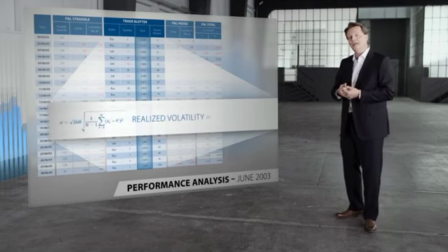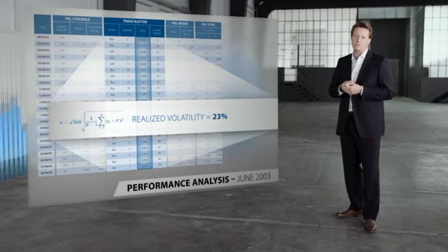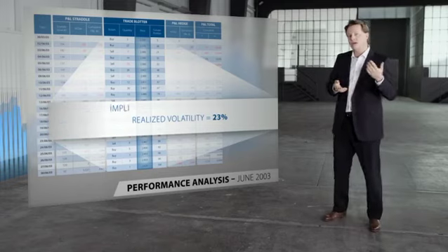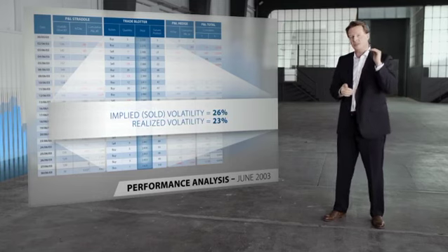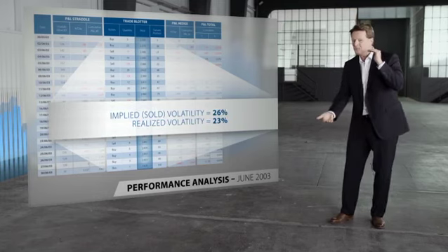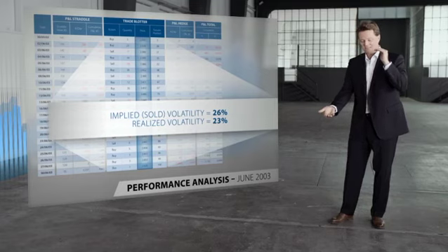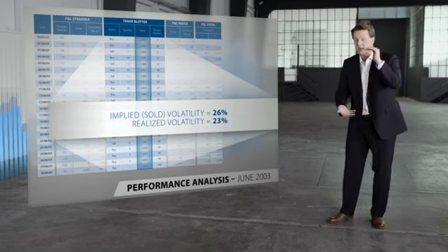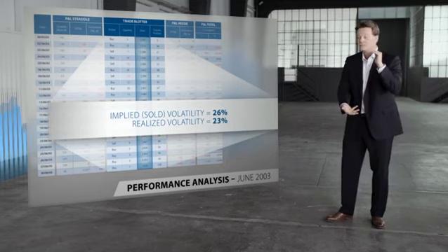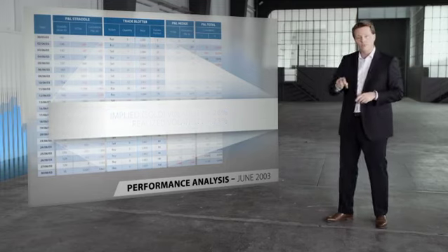As you can see, the realized volatility of our hedge portfolio was in fact 23%. Interesting. We sold 26% volatility and we realized 23% on our hedge. That is the volatility we were long. Okay, selling at 26 and buying back at 23, that sounds like earning money. It's as simple as that.